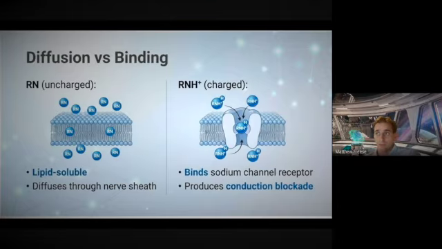The uncharged form, RN, is lipid soluble. This is the form that diffuses through the nerve sheath. Once inside the axoplasm, the drug re-equilibrates, and the charged form, RNH+, is what actually binds the sodium channel receptor. So diffusion and binding are handled by two different molecular forms.